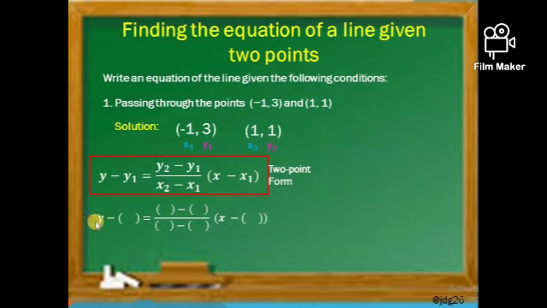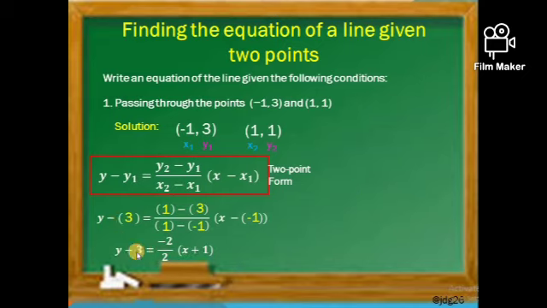So dito muna tayo sa y minus your y sub 1 is positive 3. Y sub 2 is positive 1. Minus y sub 1 again, we have positive 3. X sub 2 is positive 1. Minus x sub 1 is negative 1. Then x minus x sub 1 is negative 1. So, ganun tayo magpapalit ng values. And then, simplify lang natin.